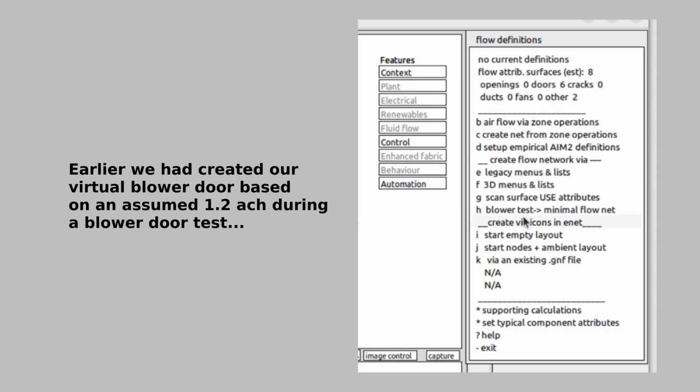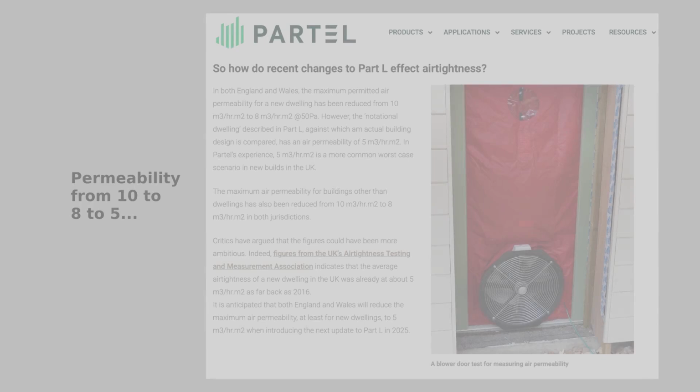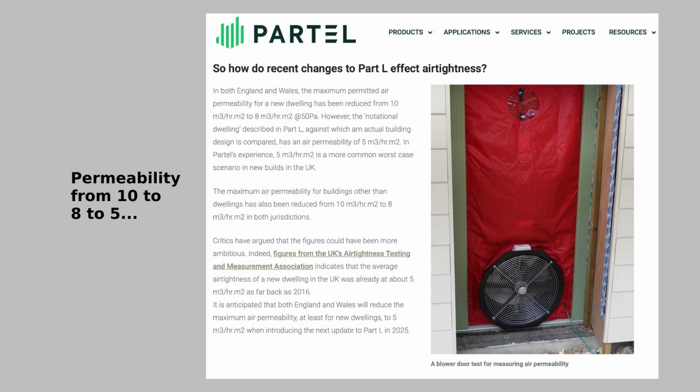My prior video was based on a 1.2 air change per hour at 50 pascals flow test. This is somewhat shy of the requirements of passive house and rather better than the current UK best practice or the performance hoped for in the current building standards.